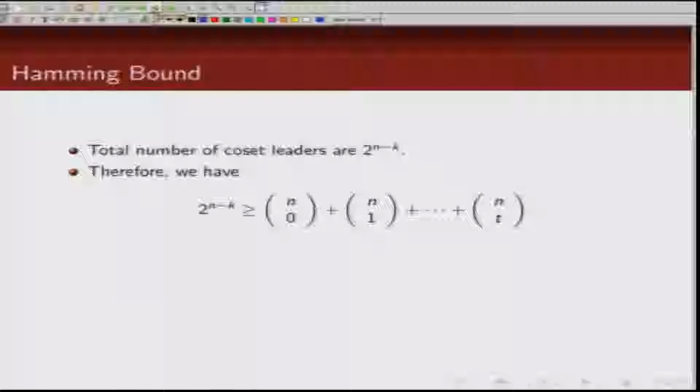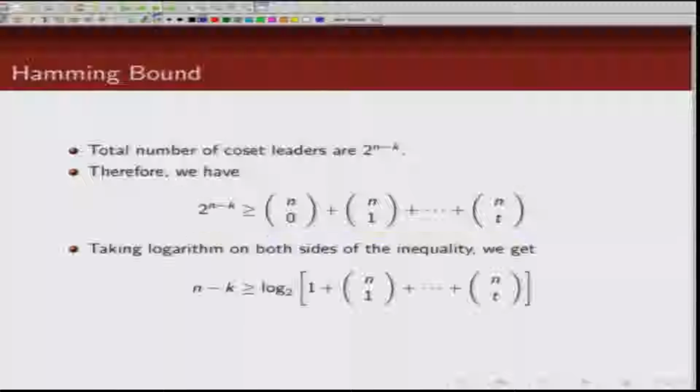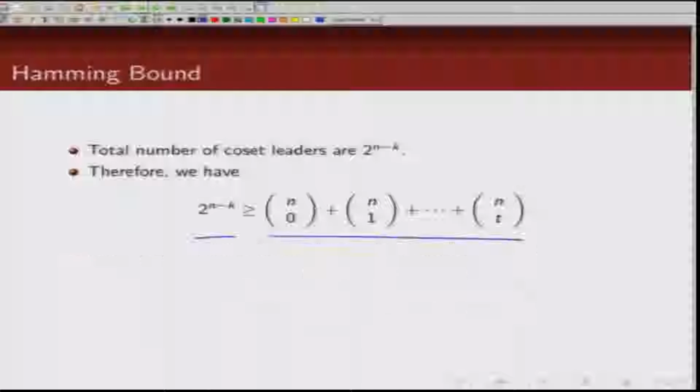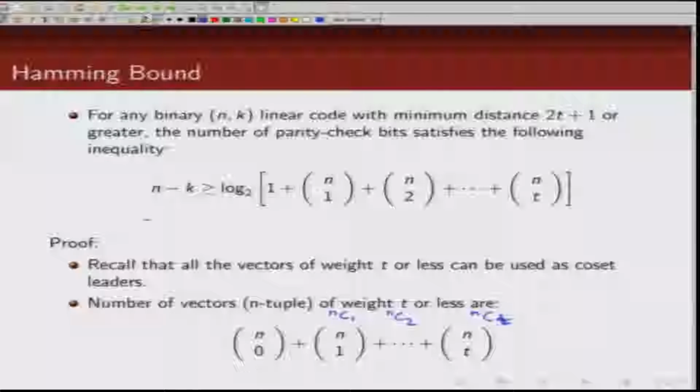Hence, we get this condition that the total number of coset leaders should be more than all error patterns of weight up to t, and hence if we take the log of this, we get this condition that n minus k is greater than or equal to log of this. And that is basically our Hamming bound.